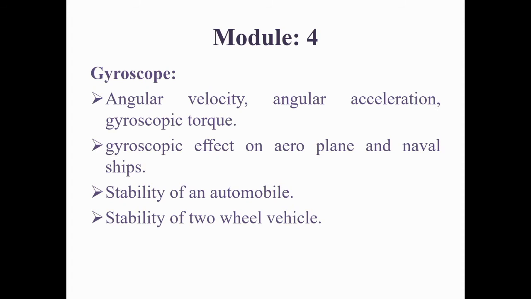So in gyroscope we are going to understand what is angular velocity, what is angular acceleration, what is angular momentum vector. Then we are going to derive the magnitude and direction of gyroscopic torque or gyroscopic couple. Then effect of gyroscopic couple on an aeroplane and naval ship, that we are going to study. Then next topic, that is stability of automobiles under the action of gyroscopic couple, then overturning couple. Then stability of two-wheel vehicles.